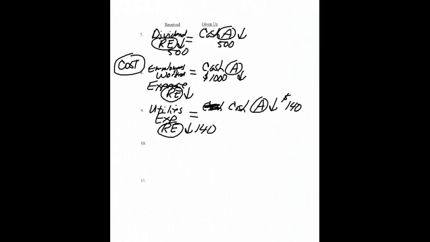Transaction 10 says the company performed services on account to customers for $10,000. So let's start with what did the company give up? The company gave up services. So the company provided services, so delivered services.